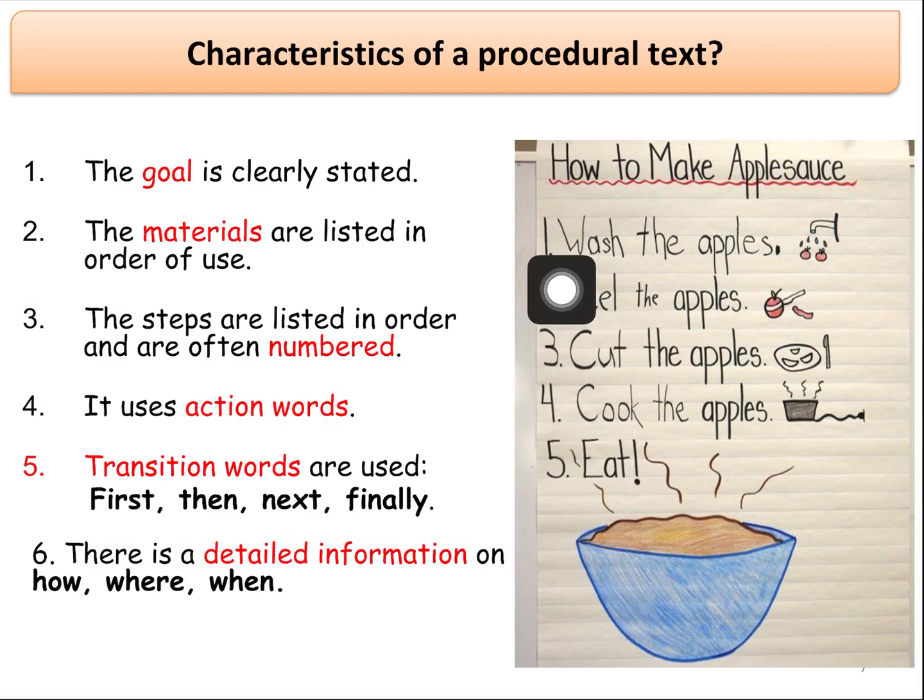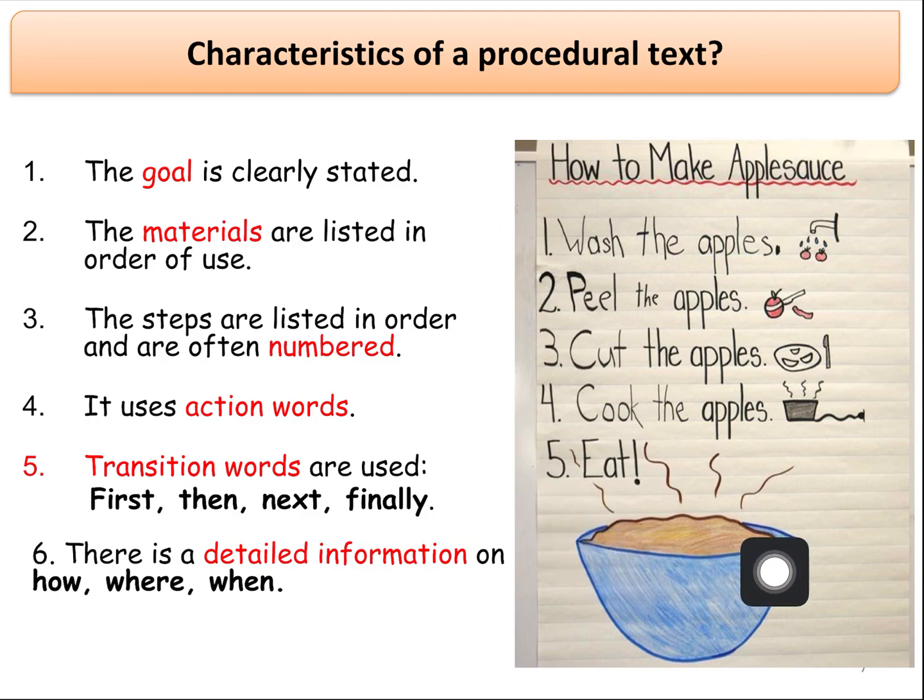We have a lot of actions over here: wash, peel, cut, cook, and eat. And these are all action words. We need to make sure our procedural text also has transition words like first, then, next, and finally. And there's always detailed information on how, where, and when. Okay, and we'll see some more examples.